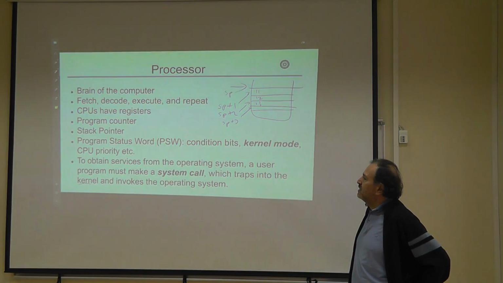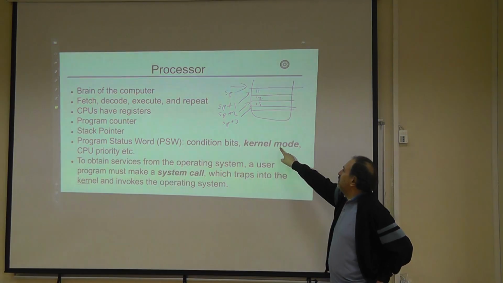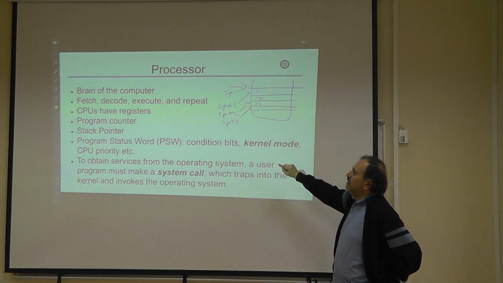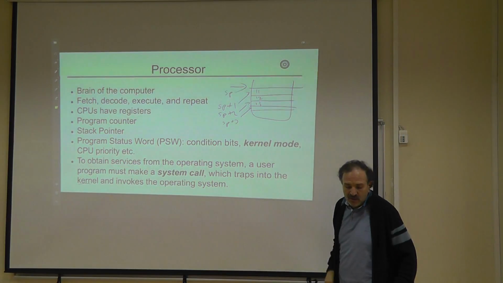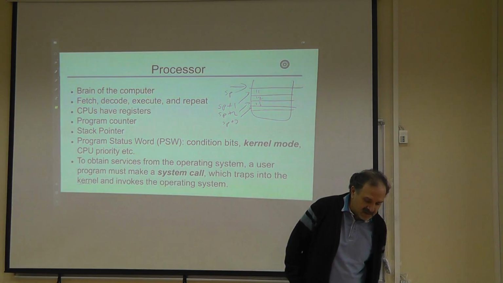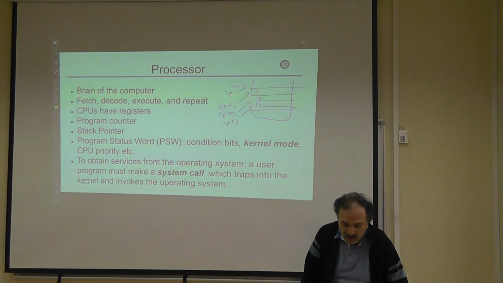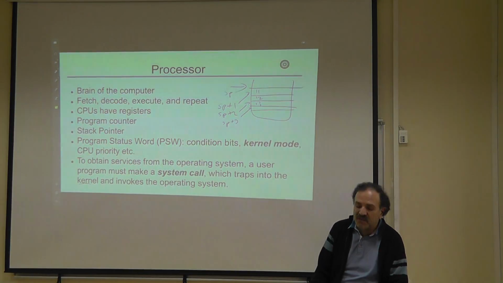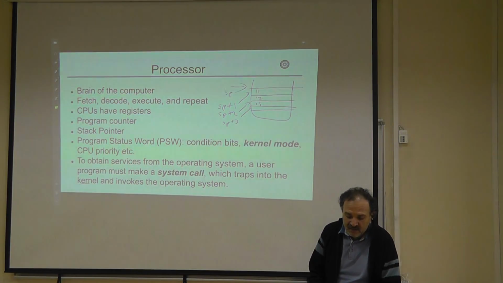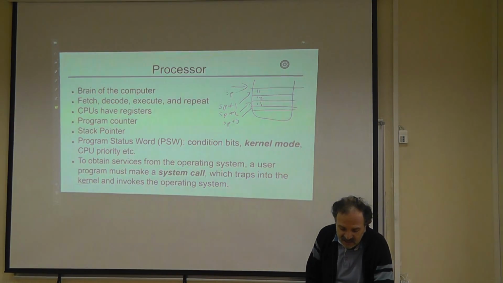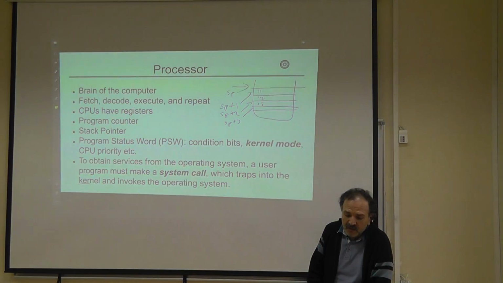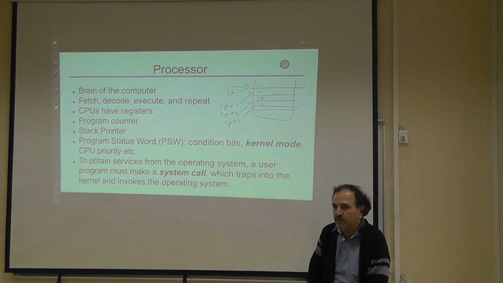And in this program status word, you have the kernel mode. If the kernel mode is 1, that means your CPU is running in kernel mode. It can do anything it wants. Or sometimes there is the CPU priority. If the CPU priority is very high for a program, then you put that information in this program status word. How do you set your kernel mode? Can I set my kernel mode myself? My program wants to go into kernel mode, not user mode. How do I do that?